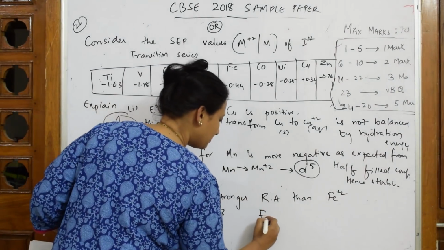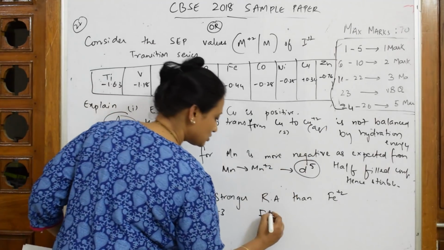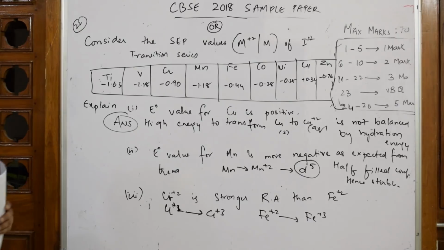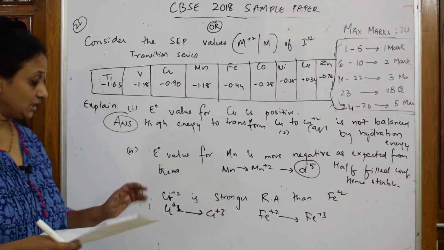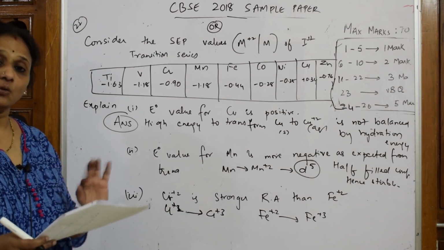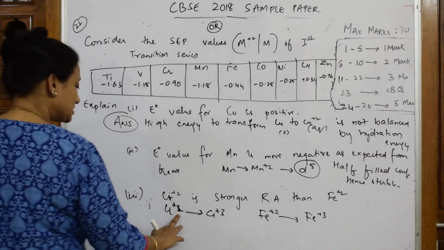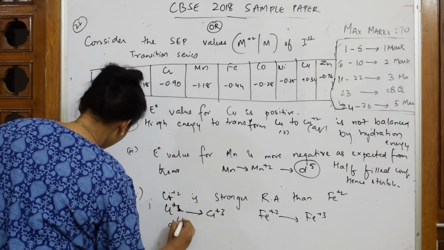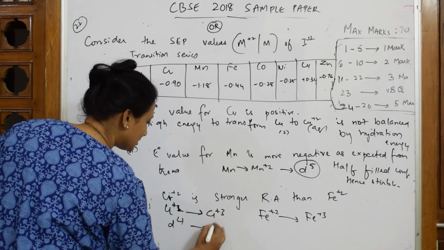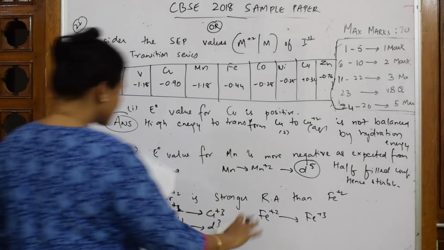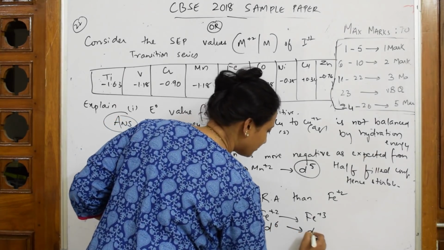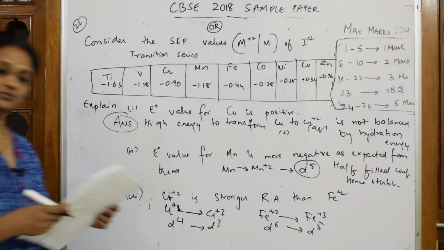Same thing, Fe, first Fe, then Fe plus 2, from Fe plus 2 to Fe plus 3. So what has happened? Why is it a stronger reducing agent? This concept also I explained there. What will happen in this particular case, Cr plus 2 to plus 3? What is changing from D4 is becoming D3, right? Now in this case, when I take this one, this will become configuration D6 to D5. Okay, D6 to D5, done.